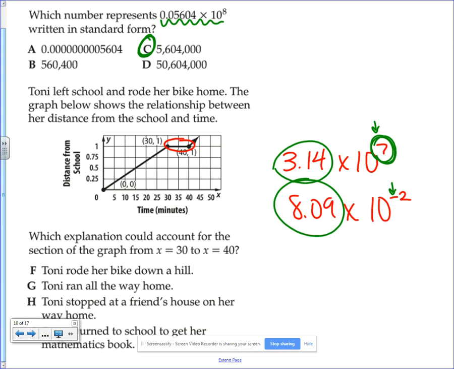Is she moving? Is her distance getting farther away from school? So she is stopped somewhere, correct? And that would be letter H. Does anybody have any issues here? No? We're all good? Yeah, graph reading and science probably got you a lot of background knowledge there.